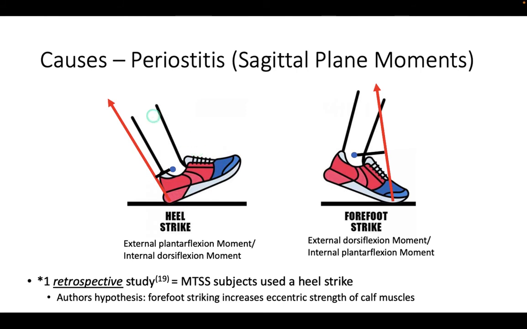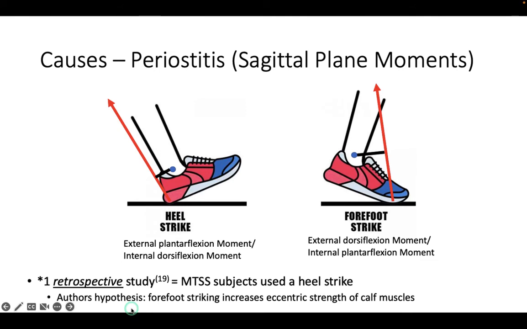And so again, you could suggest maybe that heel strike is strengthening the tibialis anterior more, or you could suggest that it's stressing the tibialis anterior more. But now let's talk about that one retrospective study that I found. They looked at healthy versus MTSS subjects, and they reported that the MTSS subjects used a heel strike pattern. Therefore, the heel strike pattern was more likely to cause shin splints.